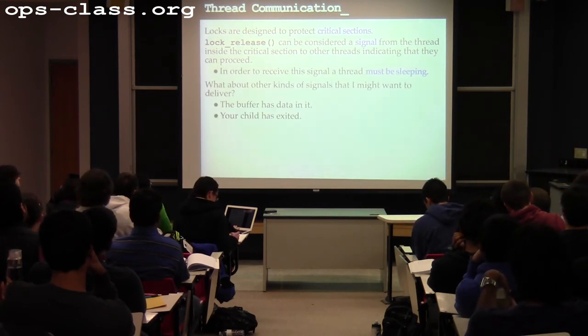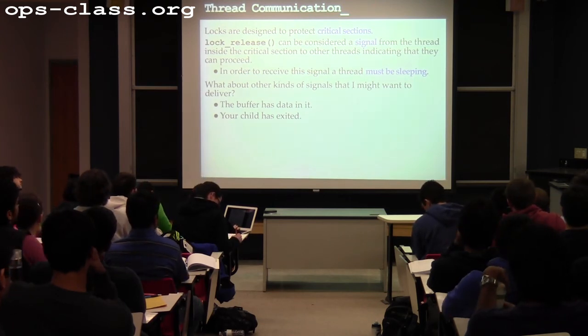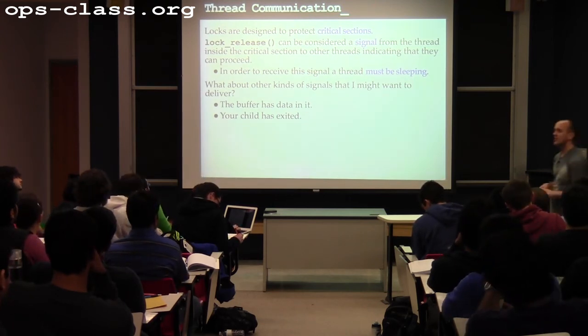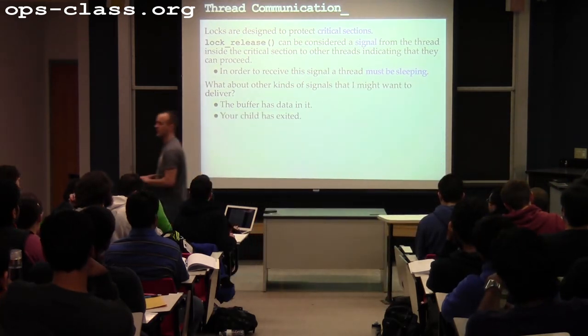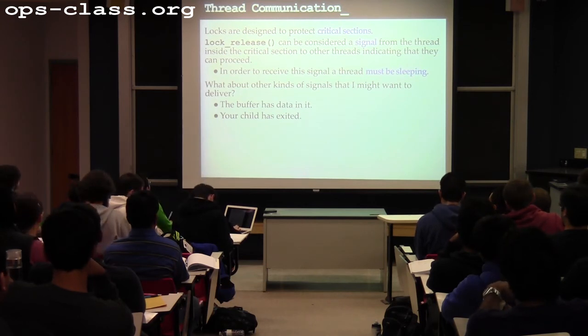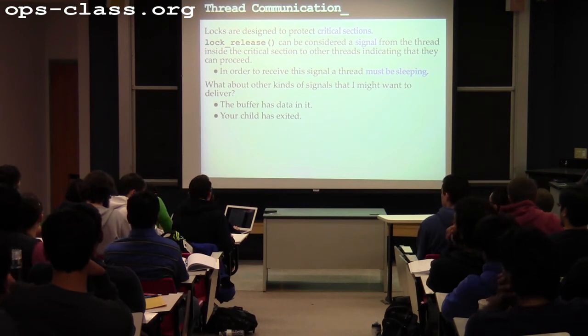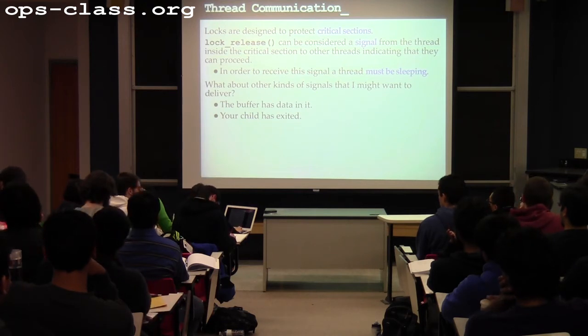But there's lots of other times when I'm trying to write multi-threaded programs that I want to enable some kind of synchronized communication between threads, right? And so here are some examples of these. For example, if I have a buffer where I have both producers that are putting items into the buffer and consumers that are pulling them out and doing something with them, the producers might need a way to tell the consumers, hey, there's data in the buffer.